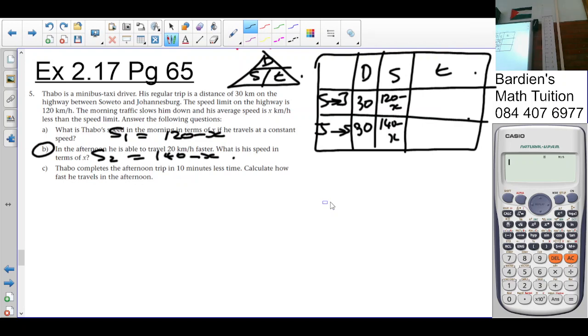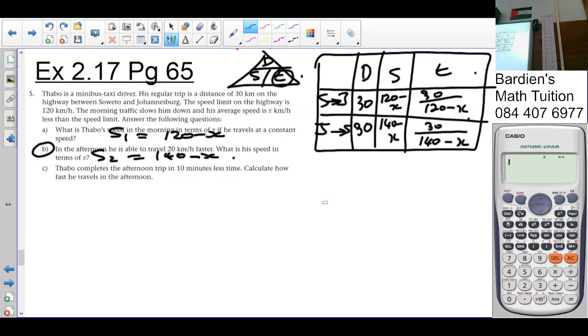Now, the time taken here is what? How do you work out T? It's distance over speed. So T1 is 30 over 120 minus X. T2 is going to be again 30 over speed, which is 140 minus X. Okay.